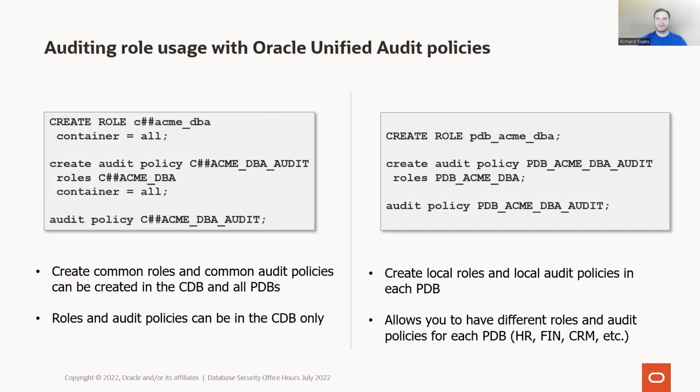Hey, what are my DBAs doing? I don't know. Okay, how about we create a role, we grant the privileges to that role, and then we create an audit policy, and we audit that role, right? So when you create a new pluggable database, they automatically have access to that new pluggable database, and then they're automatically being audited by our unified audit policy.